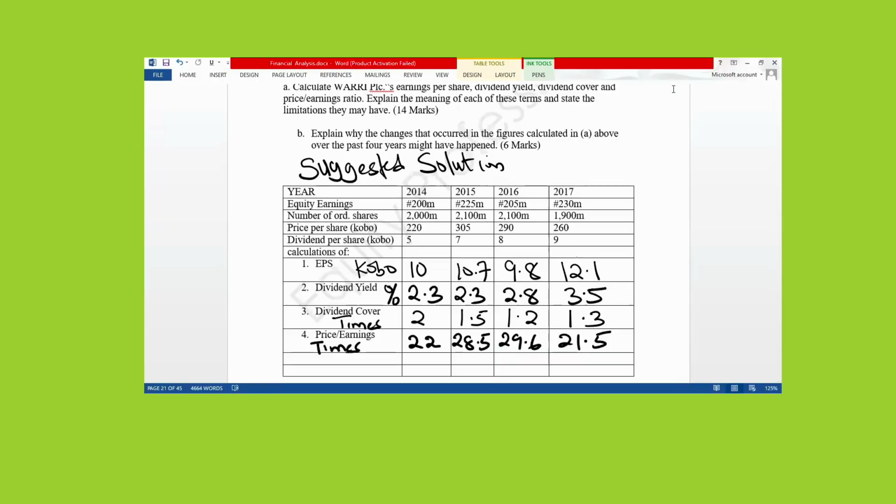Requirement B for 6 marks. Examiner says explain why the changes that occurred in the figures calculated in A above over the past 4 years might have happened.